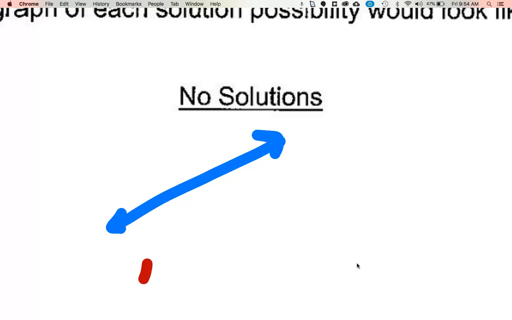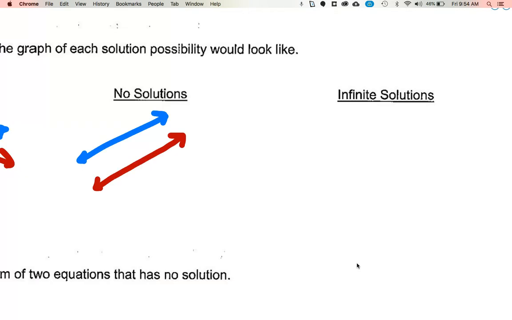No solution means they'll never cross. They're parallel. Infinite solutions means they're the same exact line. Maybe that would make sense if it's purple.